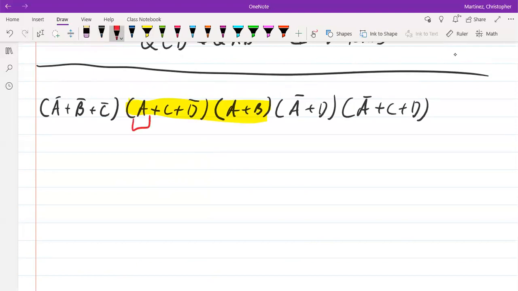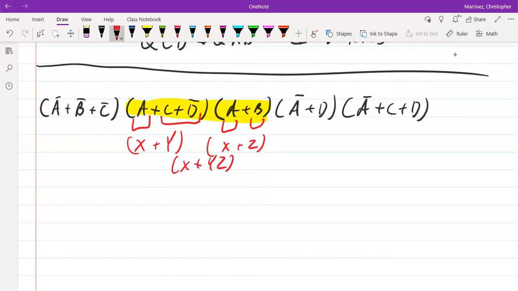Okay, so if we look at these items, I'm going to say A is X. I have a B, C, and a D bar, and I'm going to call that Y. So I'm going to have X plus Y, and then I'm going to have X plus a Z here. And X plus Y, X plus Z, this turns out to be X plus YZ. All right, so let me write that out. I'm going to substitute items back in.